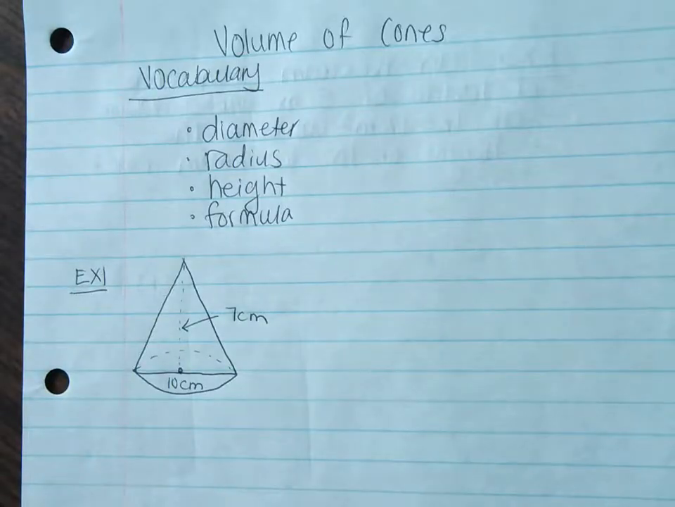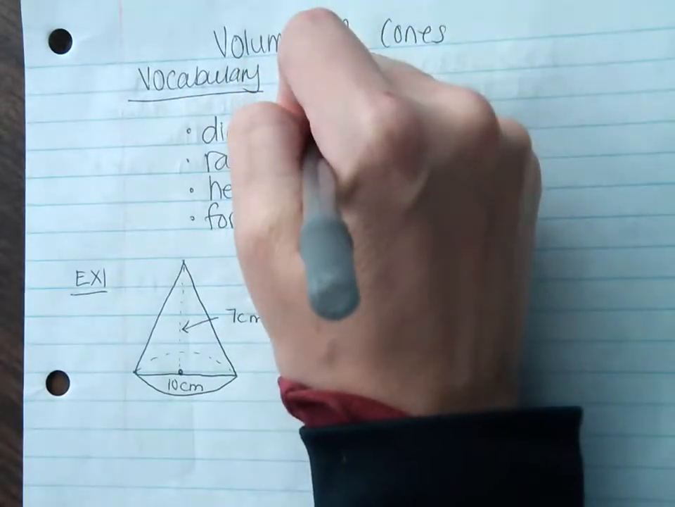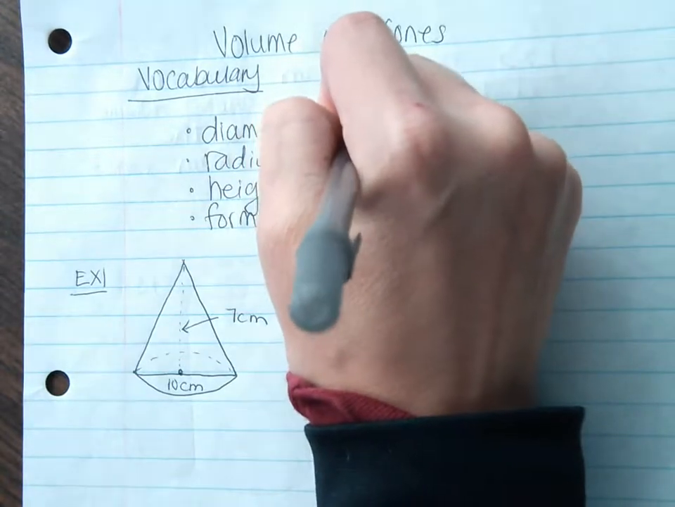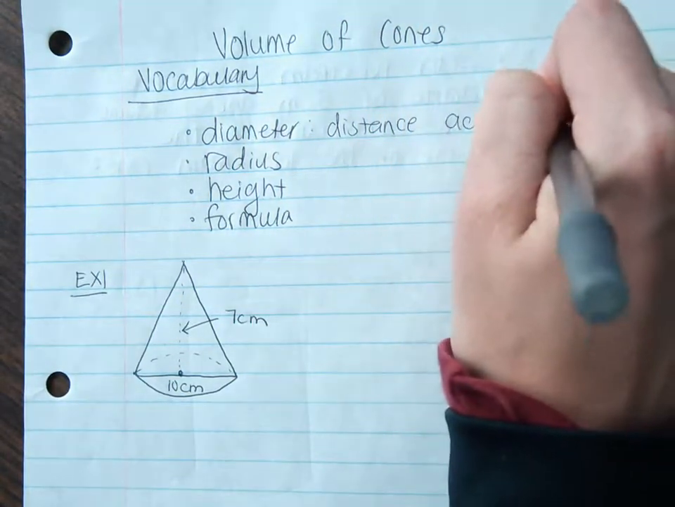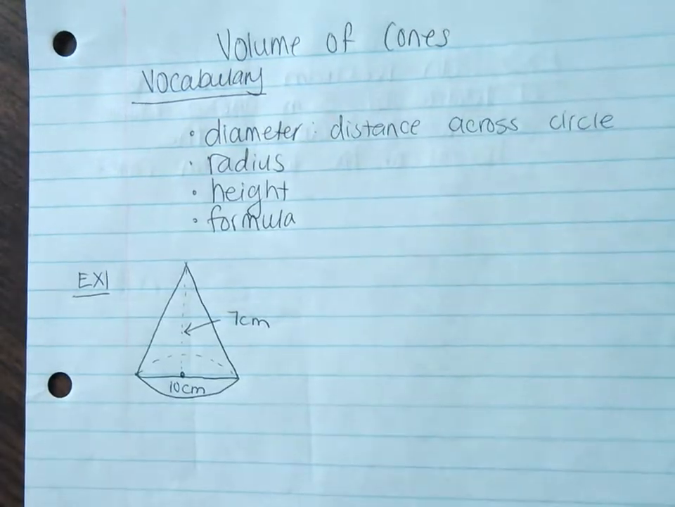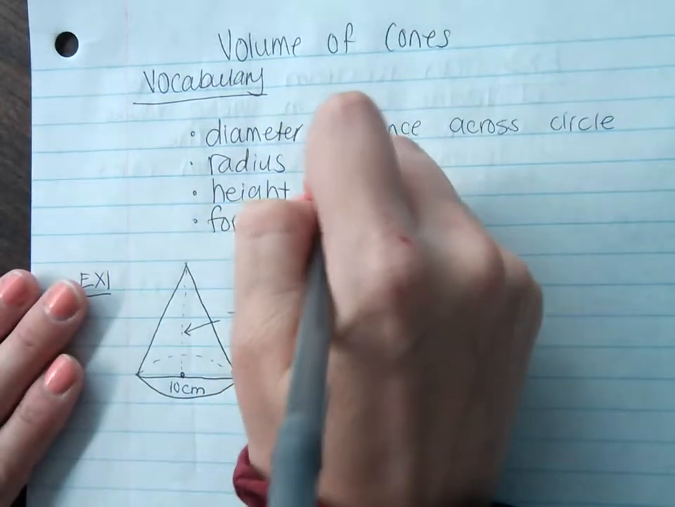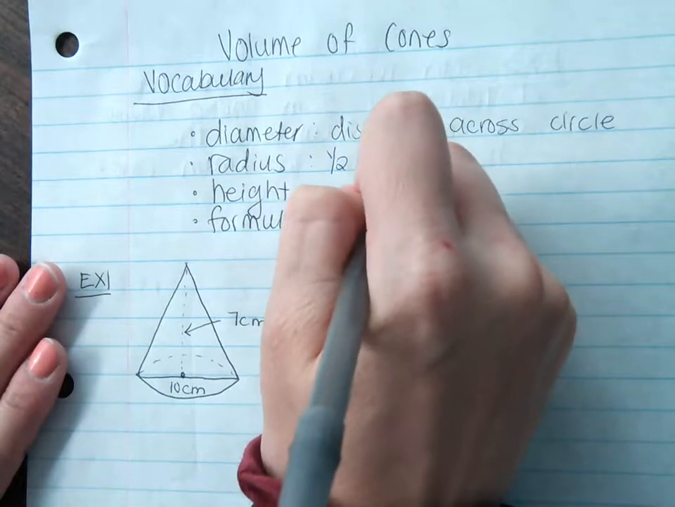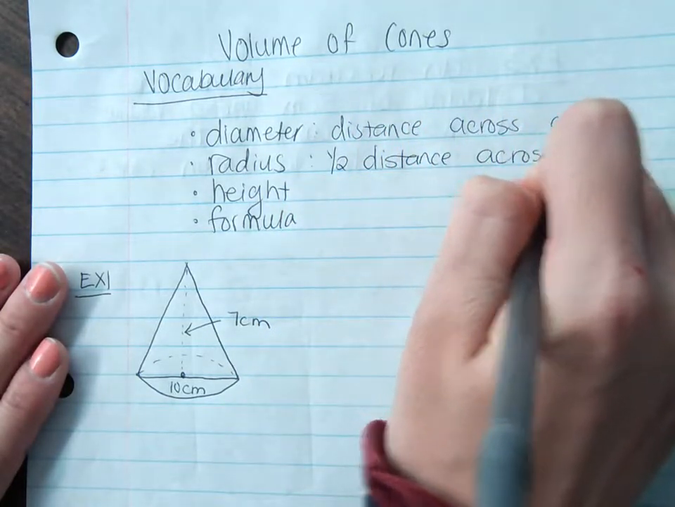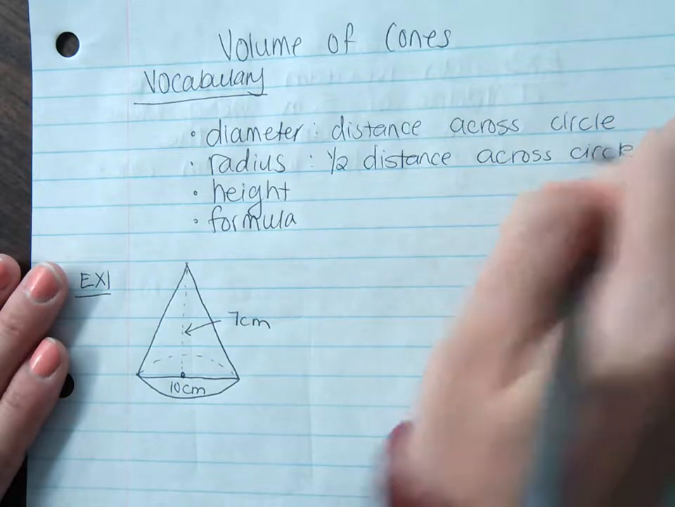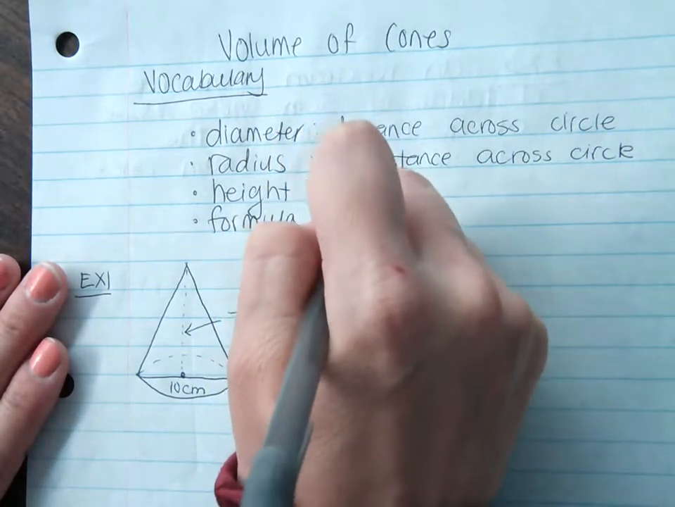Alright, we're going to talk about how to find the volume of cones. Again, we know the diameter is the distance across a circle. We know that the radius is half the distance across the circle. We know the height is how tall something is.